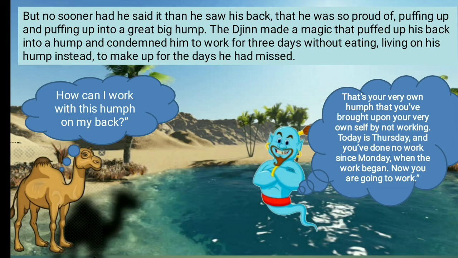The jinn made a magic that puffed up his back into a hump and condemned him to work for three days without eating, living on his hump instead to make up for the days he had missed. "That's your very own hump that you have brought upon your very own self by not working. Today is Thursday, and you have done no work since Monday when the work began. Now you are going to work." "How can I work with this hump on my back?"